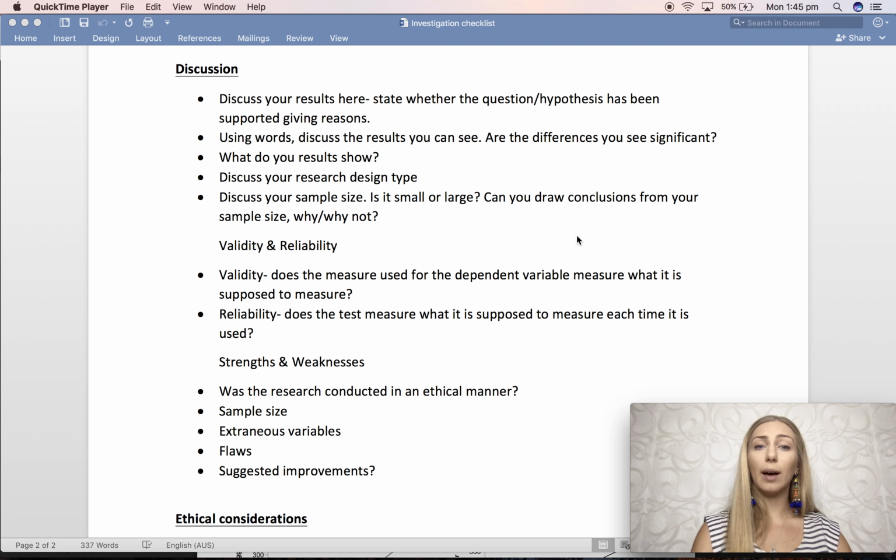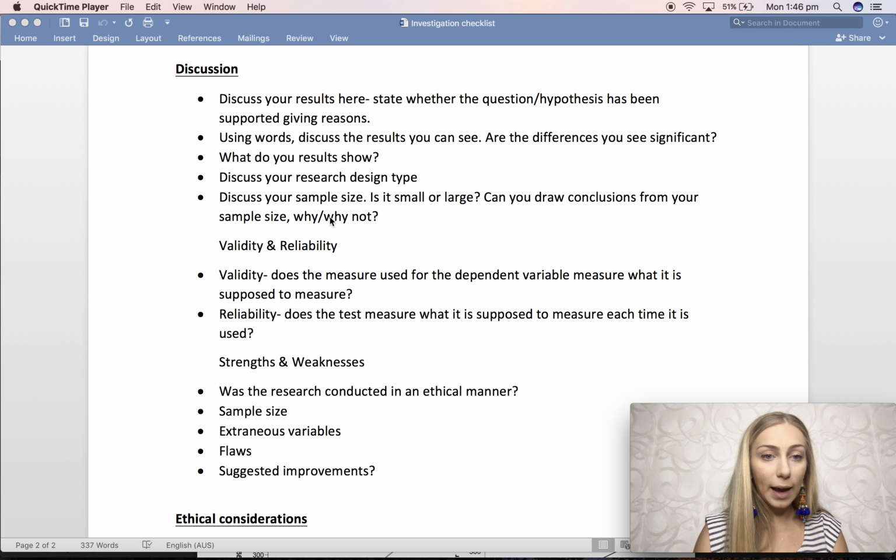Then you discuss your sample size. So is it a small or large sample size? Sample size is really important within an investigation and drawing conclusions, because if your sample size is too small, then it's not really giving you enough information for, I guess, if you're trying to then make links with the whole population. So think about the sample size that we've used. What have we used? How many people were in your sample size? How many participants did we use? And then can you draw conclusions from your sample size? Why or why not? Thinking about how big our sample size was.